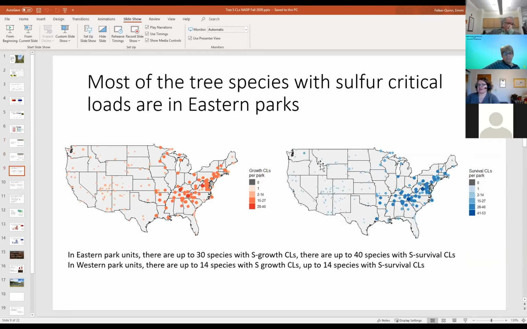And these maps on this slide show where the parks are that have any sulfur critical loads, below 1 or above 1. And you can see most of the tree species within the parks that have sulfur critical loads are in eastern parks. It's up around 30 to 40 species in eastern parks, and in western parks, it's more like 14 parks that have up to 14 species that would have critical loads. So this reflects both tree diversity and how the FIA collects data. So it's not a surprise.